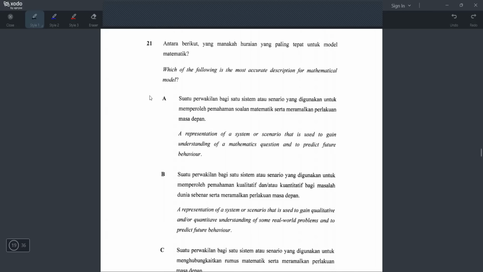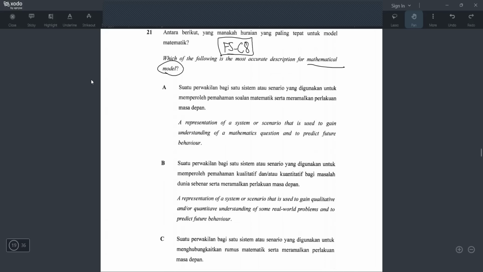Okay, number 21. Let's read the question. Which of the following is the most accurate description for mathematical model? This is definitely from Form 5, last chapter, chapter 8. It's called mathematical modeling. In Bahasa Melayu, pemodelan matematik. So let's read A, B, C, D and see which one is the accurate definition or description for mathematical model. We choose the answer that makes the most sense.